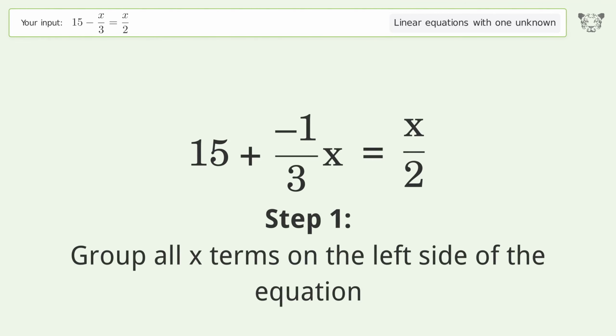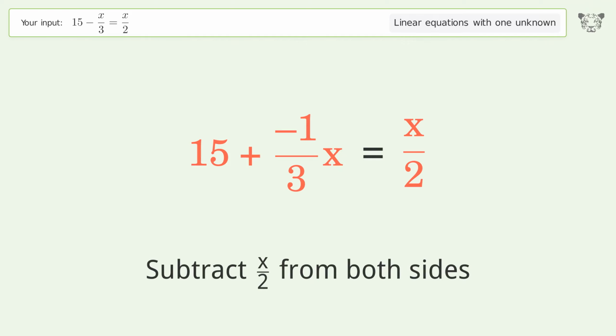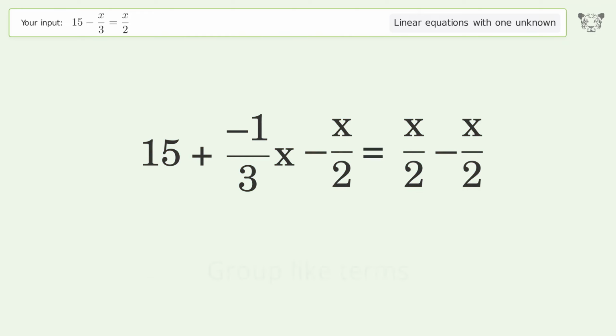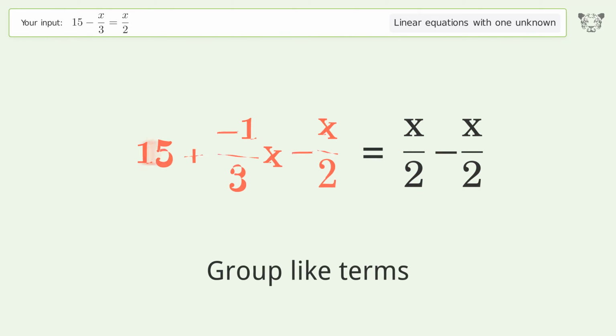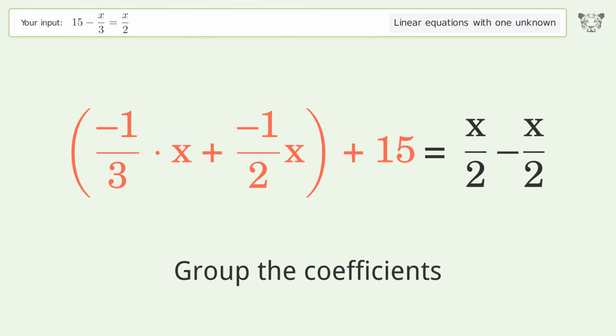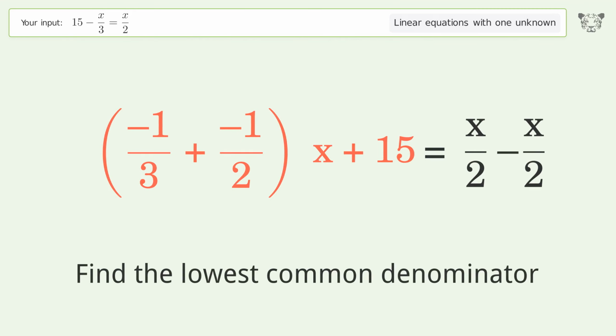Group all x terms on the left side of the equation. Subtract 10 over 2 from both sides. Group like terms. Group the coefficients. Find the lowest common denominator.